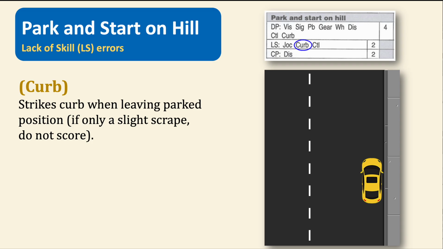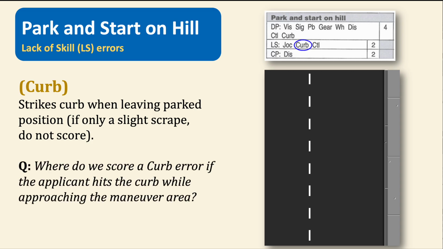Now here's the other curb penalty, the 2-point variety, lack of skill. Strikes the curb when leaving the park position. If it's only a slight scrape, don't get ticky-tacky. Don't score it. Strikes the curb when leaving a park position, but didn't put the tire on top of the curb. Right? That's the 4-point version. Curb strike is the 2-point version, when leaving the park position. I want you to read that carefully because we're going to talk about that here in a second.